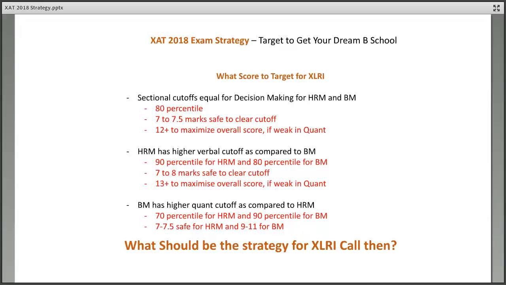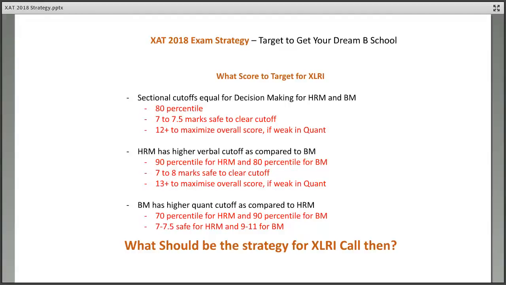Now, when it comes to quant, the BM course for XLRI has a higher cutoff as compared to the quant cutoff for the HRM course. For BM, the quant cutoff is 90 percentile, while for HRM it is 70 percentile. 7 to 7.5 marks in the quant section would be safe for HRM, while 9 to 11 would be safe for BM.